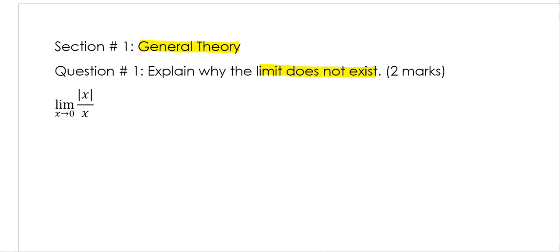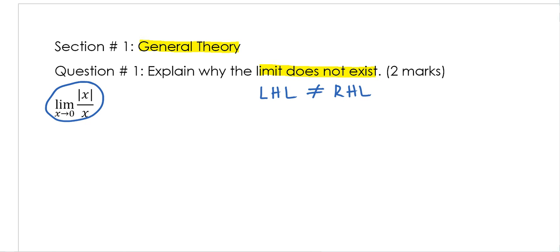Now, if you want to show that a limit does not exist, basically what you need to do is show me that the left-hand limit does not equal the right-hand limit. If you can show me that, that's enough evidence to show that the limit does not exist. So I'm going to give you a limit expression, and you need to show me why this does not exist.